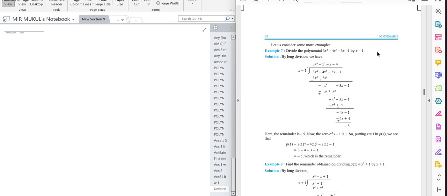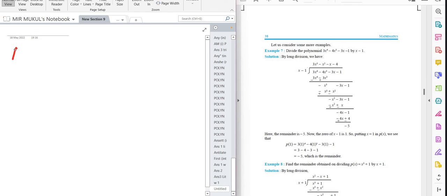Now example 7. This also I am showing. Divide the polynomial this by this. They are only asking to divide. They are not asking to find the remainder. If they ask to find the remainder, then we can use the remainder theorem. But if they ask to divide, so example 7, I'm showing this division, a long division.